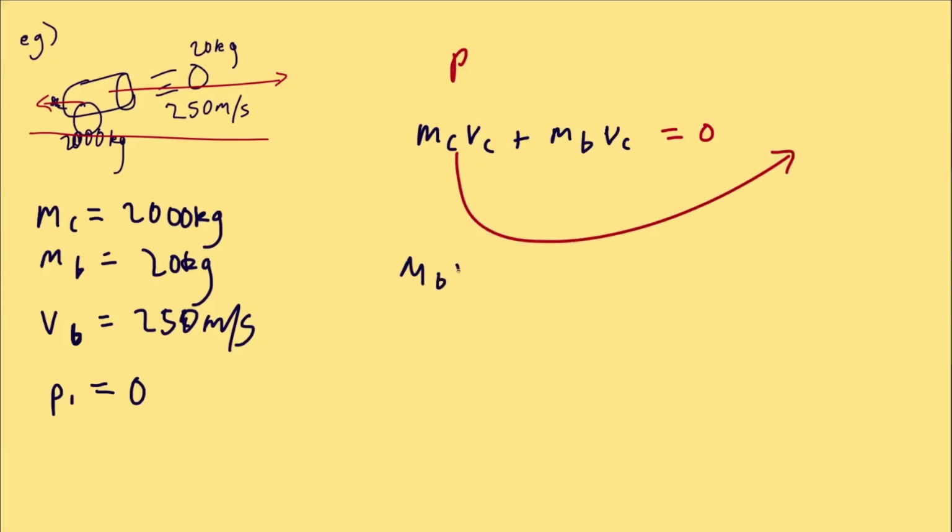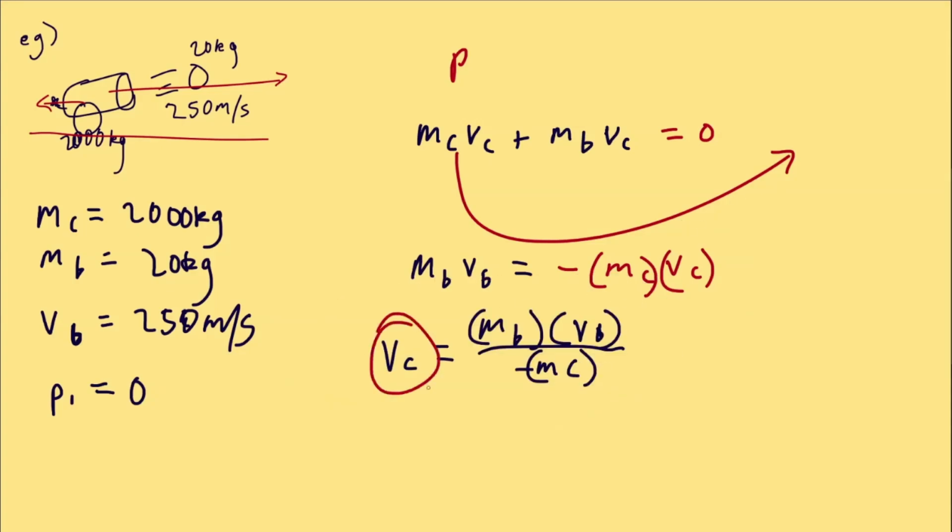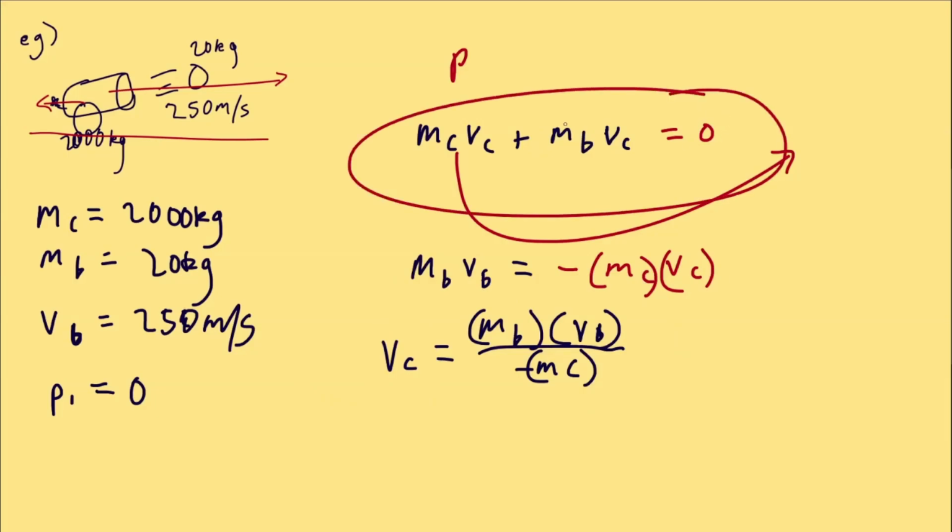Mass of the ball times velocity of the ball is equal to the negative momentum of the cannon. Now we will divide by the mass of the cannon to fully isolate the velocity of the cannon. And you get this equation right here. So now we've set up an equation where we can solve for this. And we got this from the conservation of momentum equation.